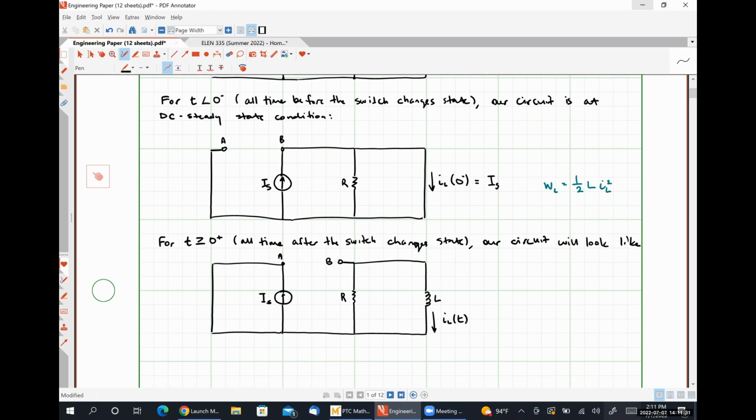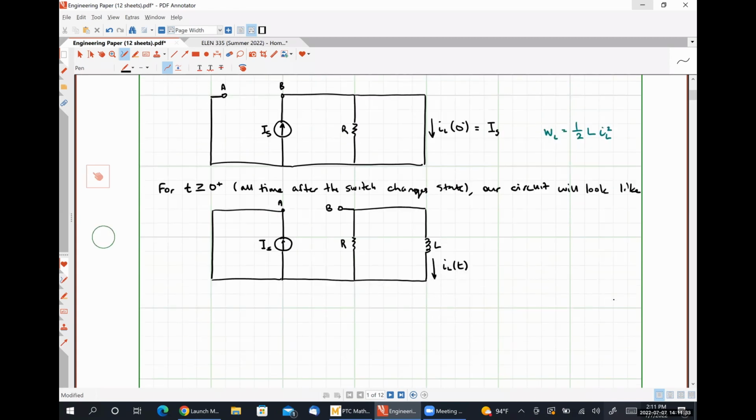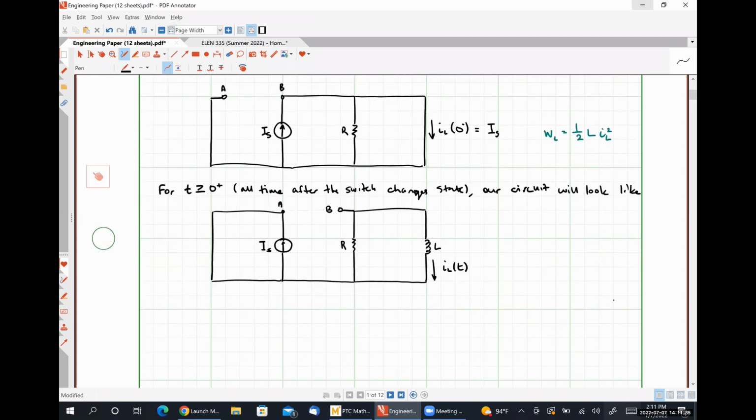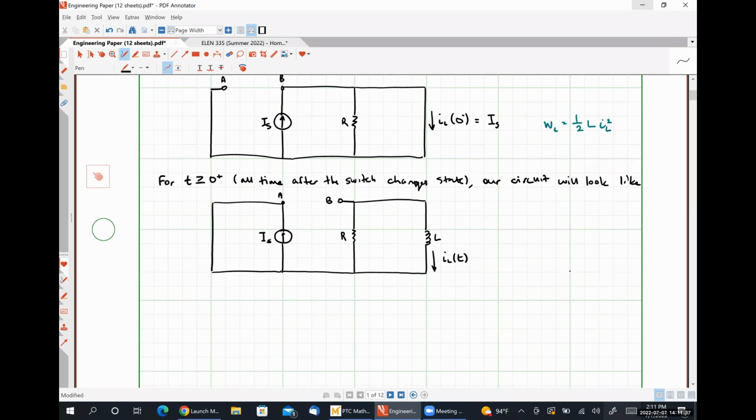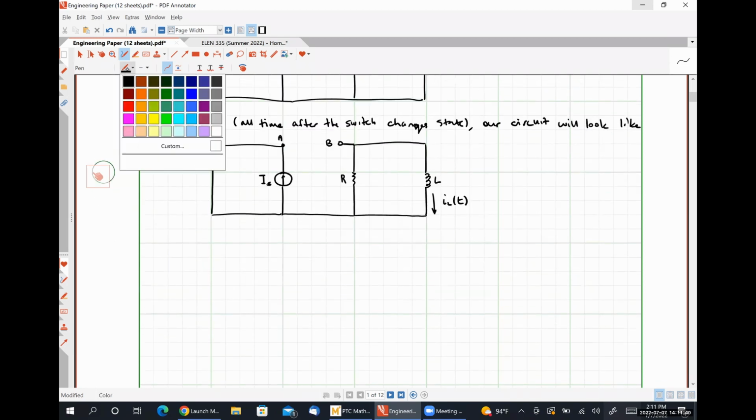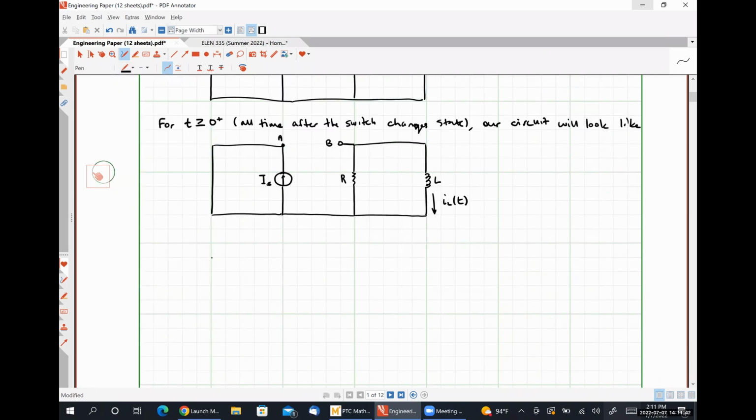This might be a little easier to look at if I give you a plot of the inductor current as a function of time, okay? So actually, let me put my vertical axis here. Okay. So this is IL as a function of time. And then on this axis is going to be time.